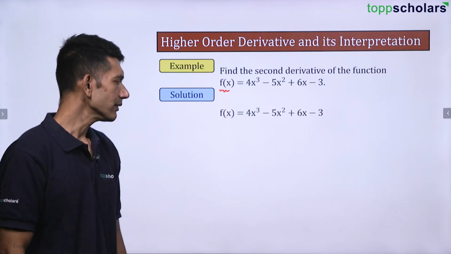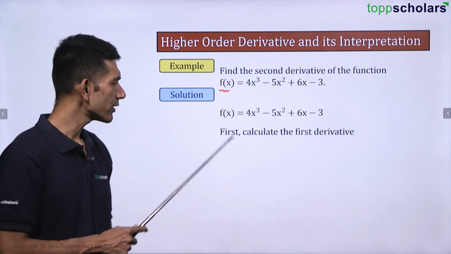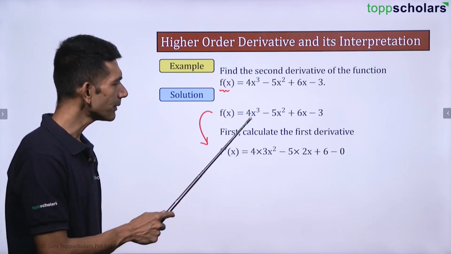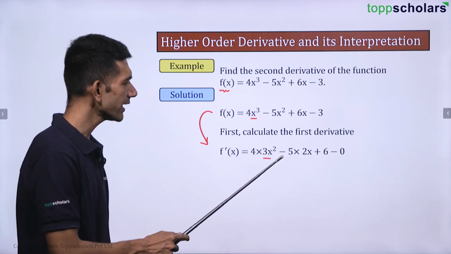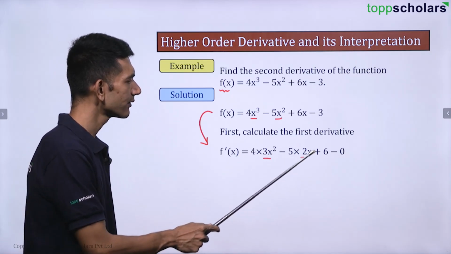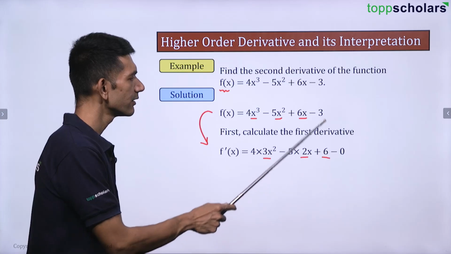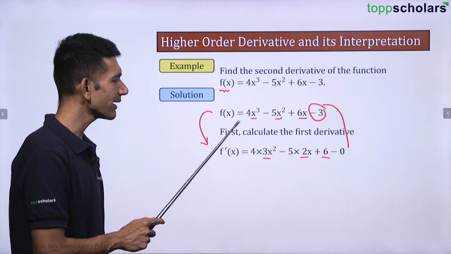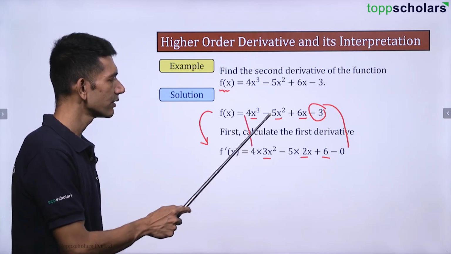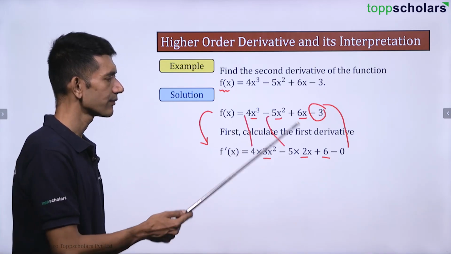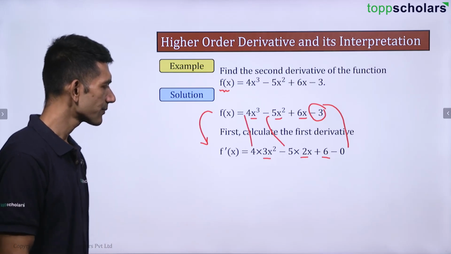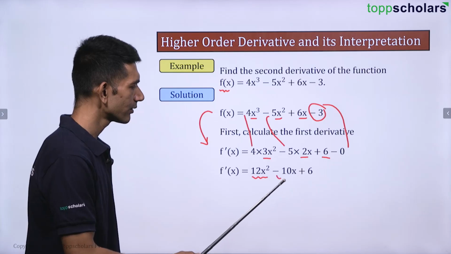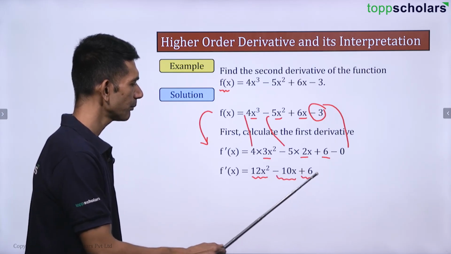So f(x) is given. We'll calculate the first order derivative, that is f dash x. That is simple. x cube becomes 3x square. x square becomes 2x. 6x will become 6. Derivative of minus 3 is 0. And the constants remain as it is, like 4 will remain as it is. Minus 5 will remain as it is, right? Solve this. So f dash of x is 12x square minus 10x plus 6.